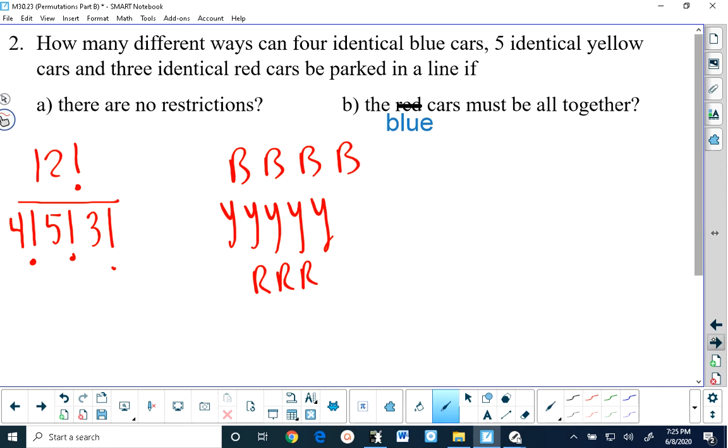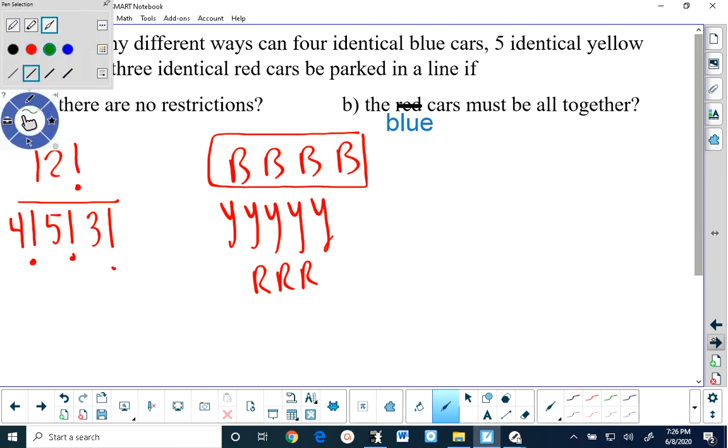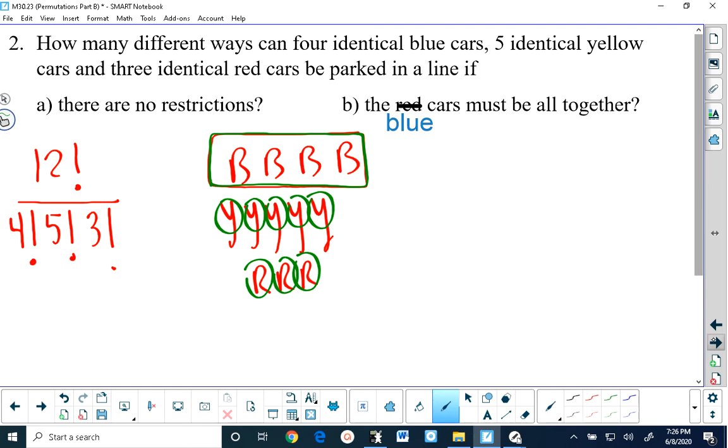Now, what if the blue cars are all together? Well, if the blue cars are all together, then I'm going to treat that as 1 item. So what I really am arranging here, everybody, is this item and all of these items. If I count how many items I'm arranging, I have a total of 9 items. I have 5 yellow, plus the 3 red is 8, plus the grouping of blue is 9.